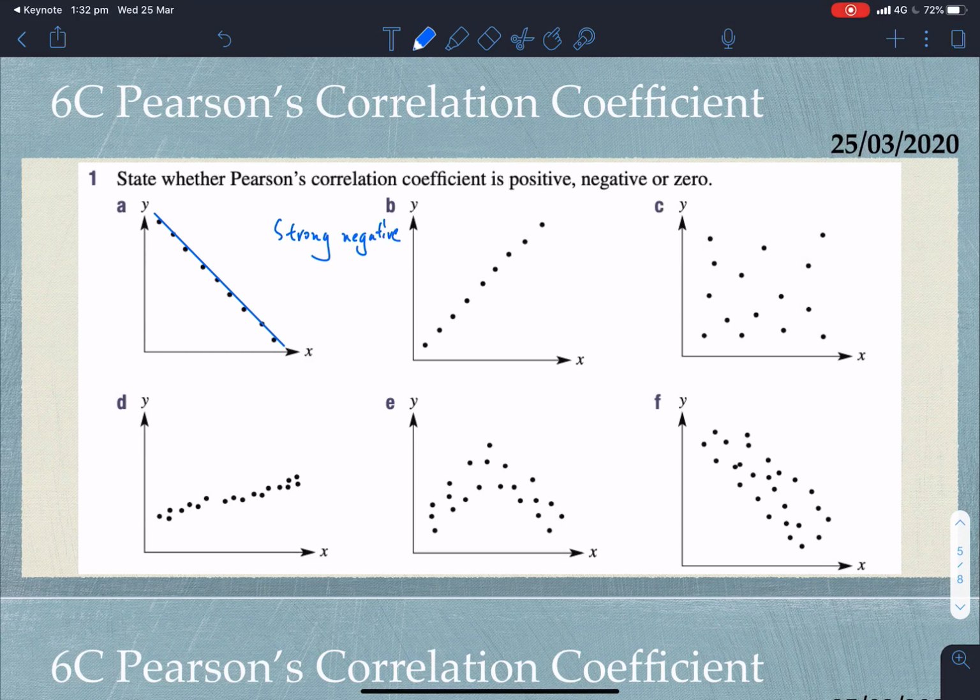So strong negatives should be between negative 1 to negative 0.75. Yeah, somewhere around that range. So we can tell which range it goes between as well. If you have a look at the second one, it's really clear that you've got a straight line going up. So it looks like a strong positive.